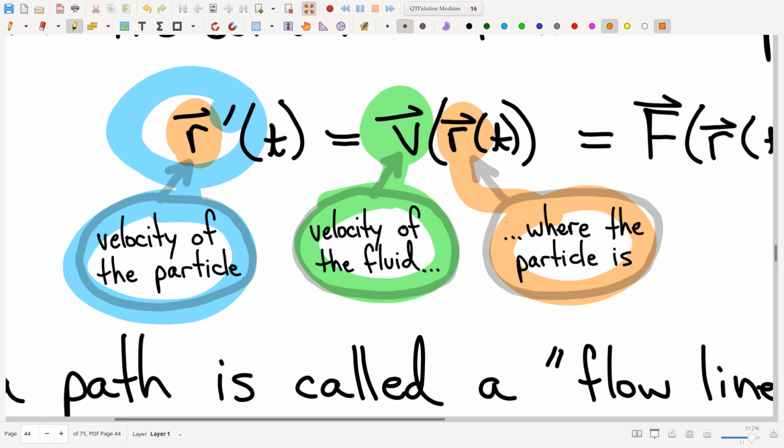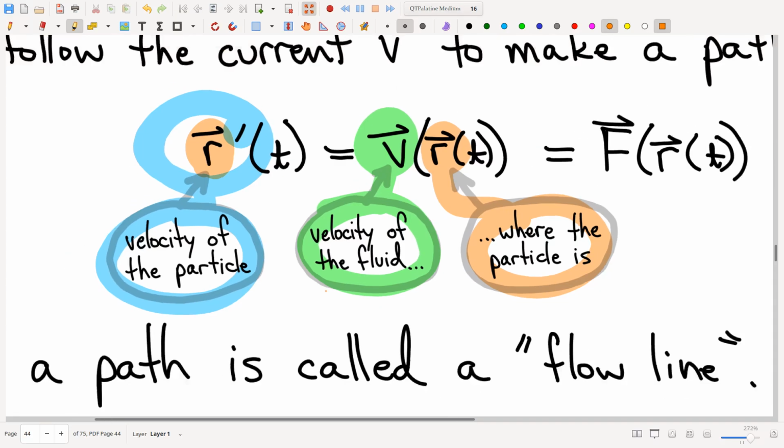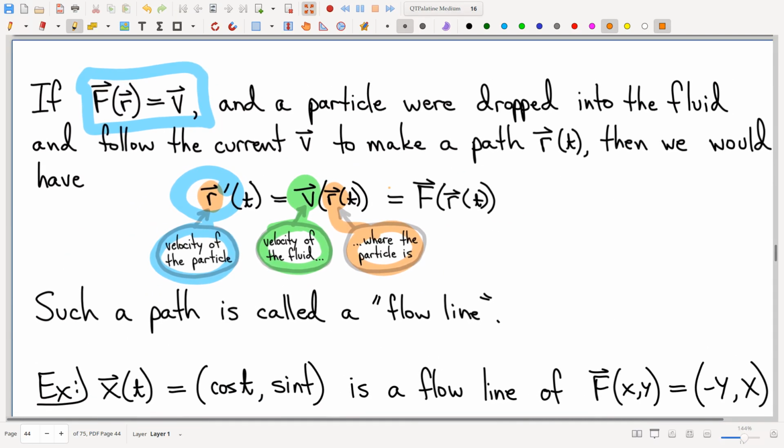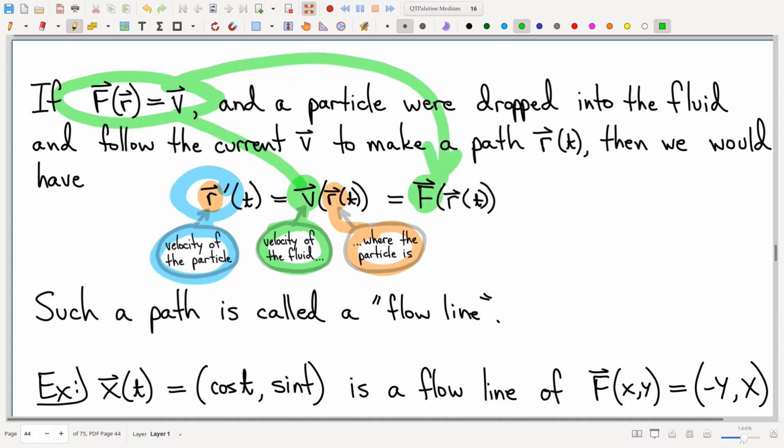Everybody buy it? Again, this is just a math representation of the fact that bay leaves don't have the ability to do anything other than what the water tells them to do. It's ultimately a pretty straightforward observation. Is everybody happy with that? Okay. Now, quick reminder, don't forget, I mixed my colors, unfortunately, but the velocity of the fluid is the vector field.